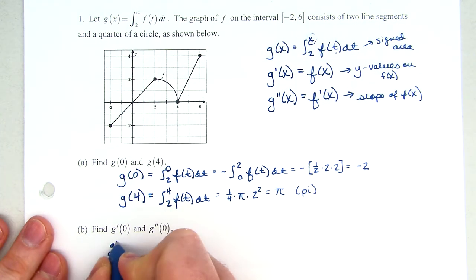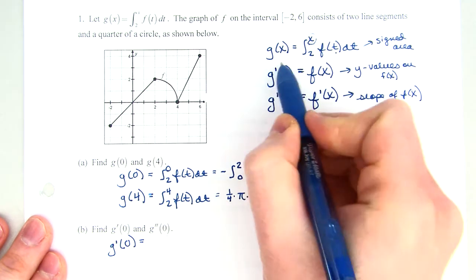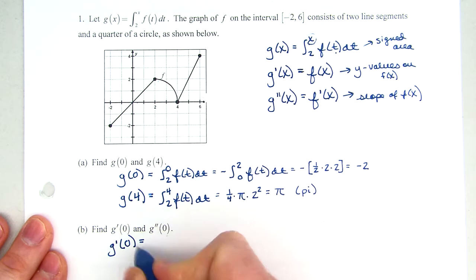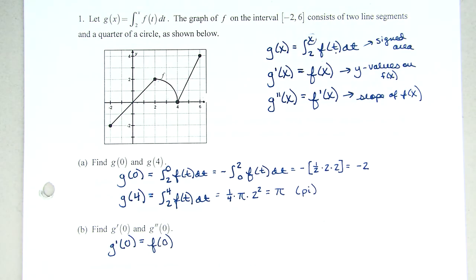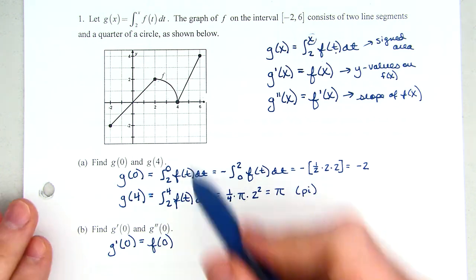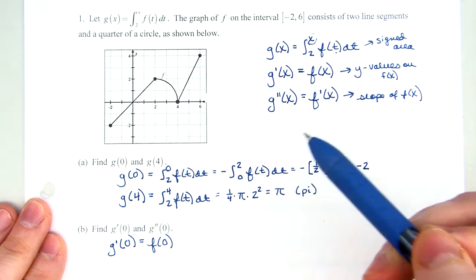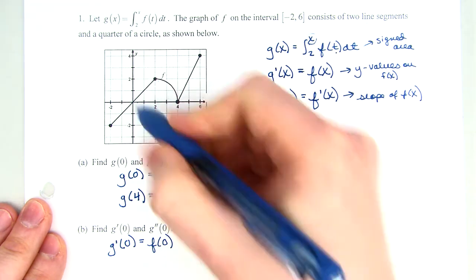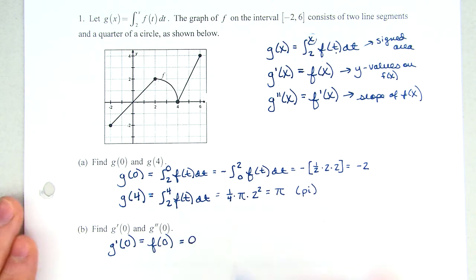I want to find g prime of 0. According to my formula over here, g prime of 0 is just going to equal f of 0. So I'm going to write that down. How do I find f of 0? Well, I have the graph of f of x over here. f of 0 means tell me the y value when x is 0. Well, what is the y value when x is 0? It's 0. g prime of 0 equals f of 0 equals 0.